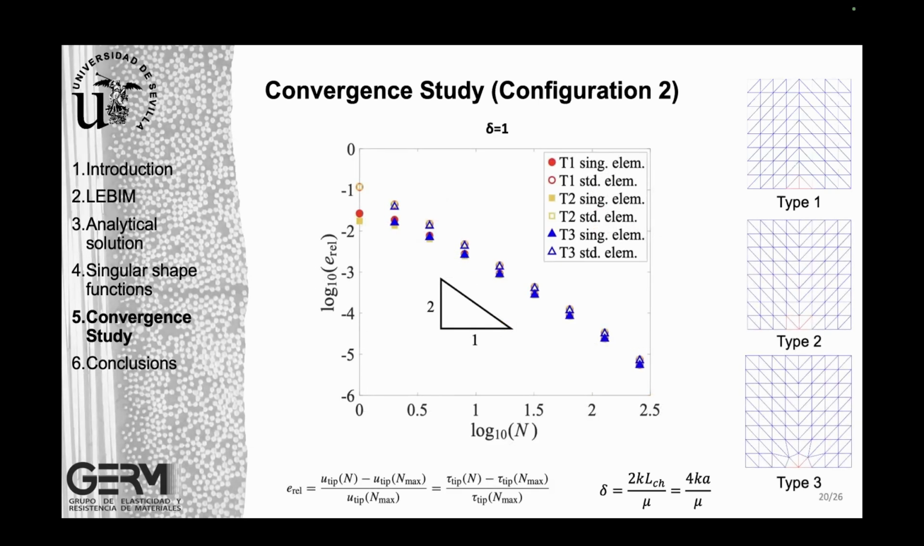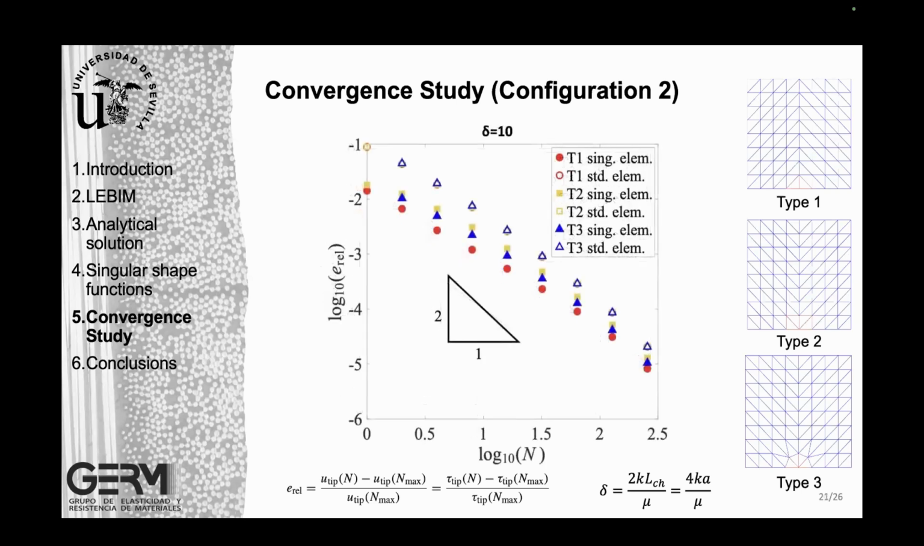So if we go once again with the error, now we don't have an analytical solution, but we can have a relative error associated with a finer mesh. We define this relative error, which is basically the displacement at the crack tip minus the displacement at the crack tip, but using the maximum number of elements. Interestingly, when the delta value is small, the results are very similar for the standard and singular elements. Nevertheless, the singular elements are always better than the standard elements.